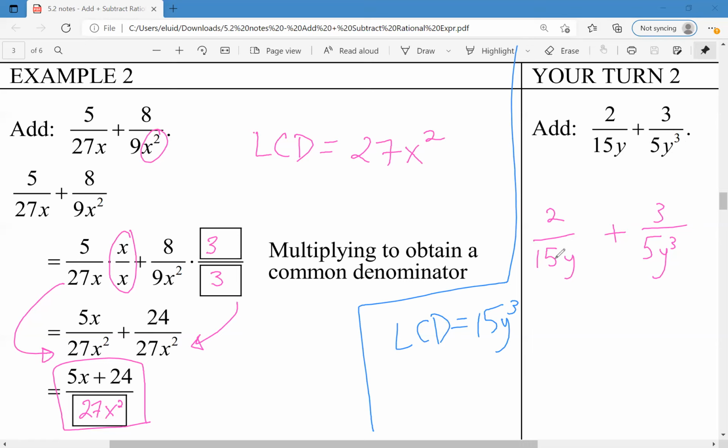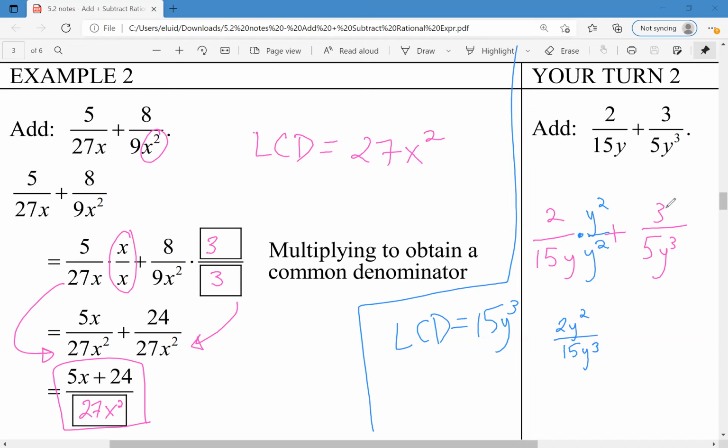denominators. So notice in this first fraction, it's 15y. How do we change it into 15y to the third? In other words, what's missing? Basically, we need 2 more factors of y. So we need to multiply by y squared on the top and the bottom. That's going to turn that first fraction into 2y squared over 15y to the third.